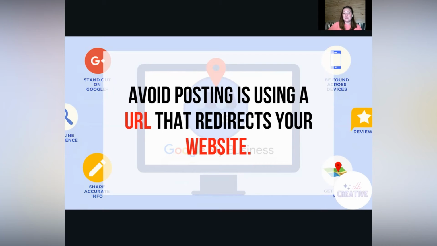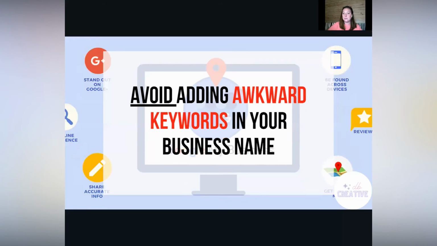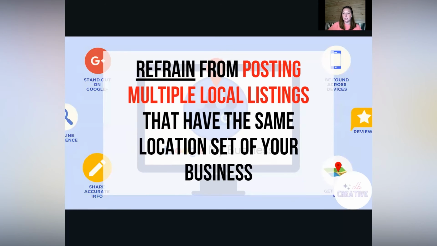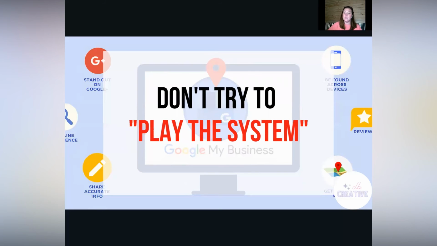One of the main things to avoid posting is using a URL that redirects to your website. So make sure to use the actual URL of your website to avoid any complications. Also, you should avoid adding awkward keywords in your business name. Stick to a professional name and don't make stuff up. Google doesn't like weird words in the name of your listing. And you must also refrain from posting multiple local listings that have the same location set as your business.